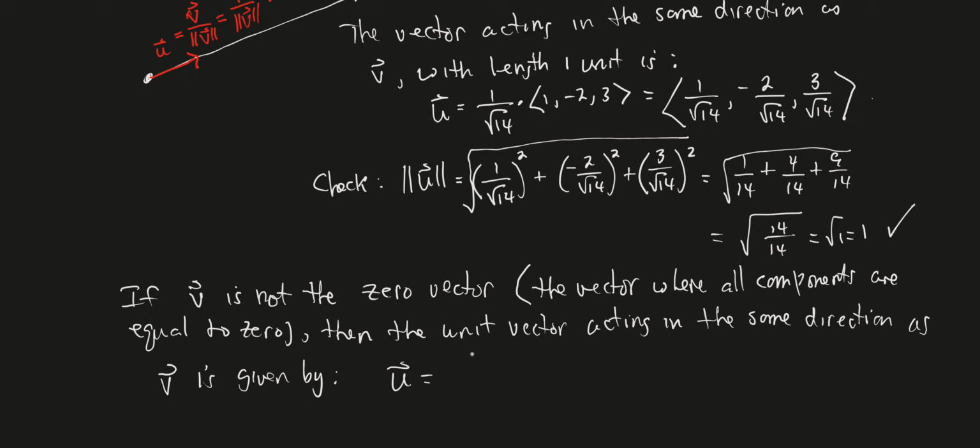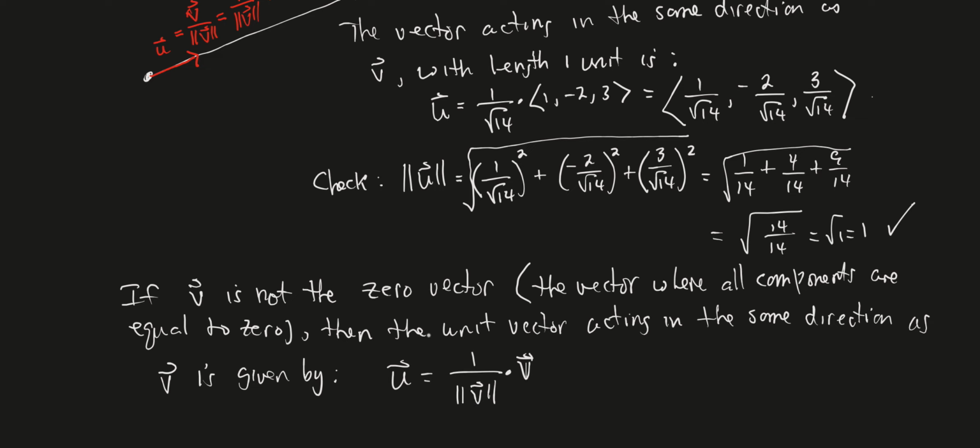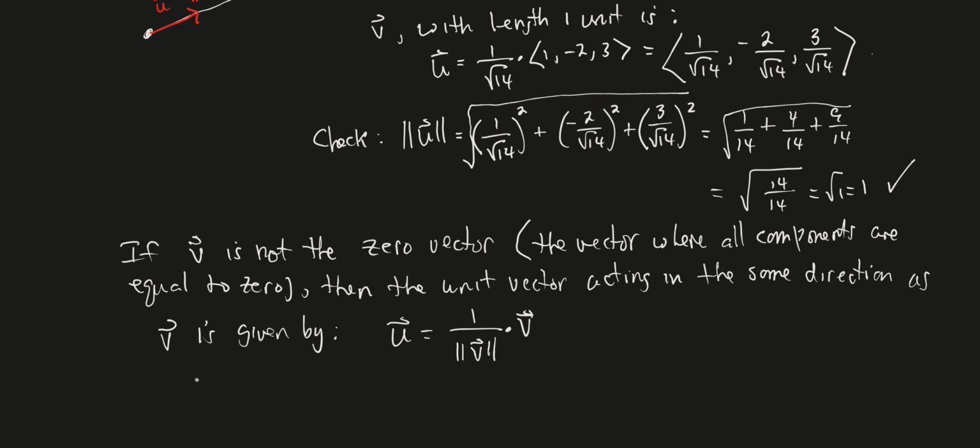Well, again, it's 1 over the magnitude of v times v, right? And if v is already a unit vector, then the magnitude would be 1, so you'd have 1 over 1 times itself, so it wouldn't change. If it's not a unit vector and not the zero vector, then you can do this, and this process is called normalizing v.